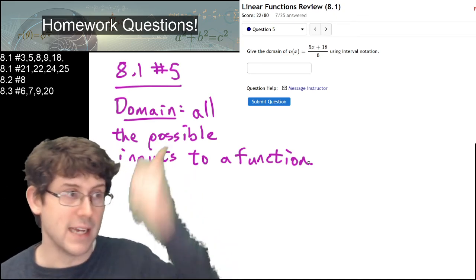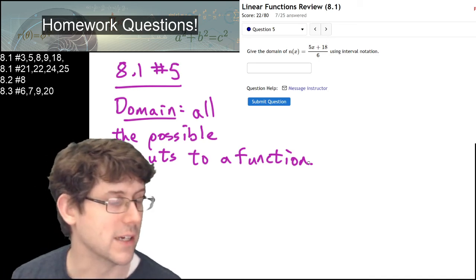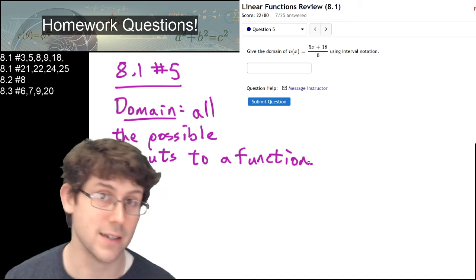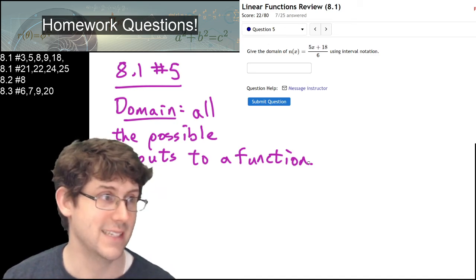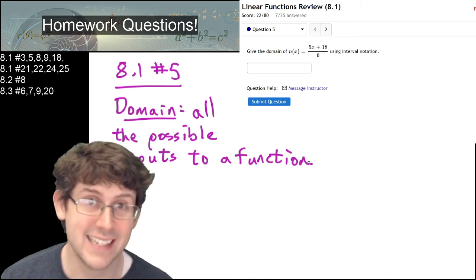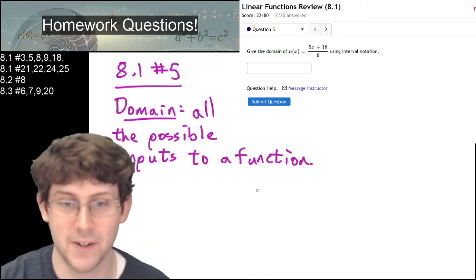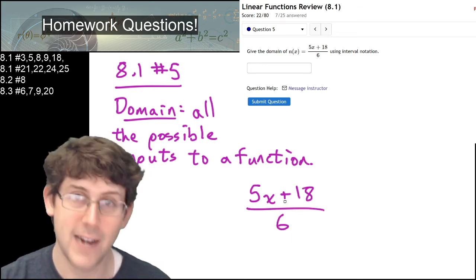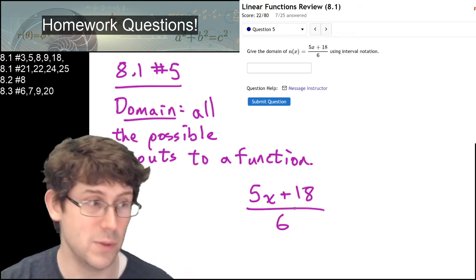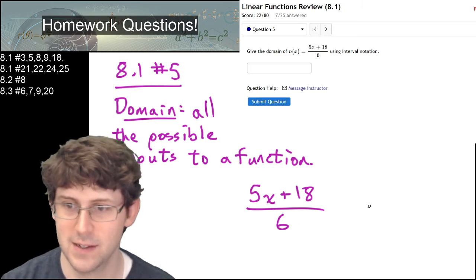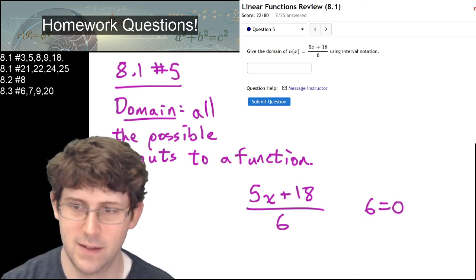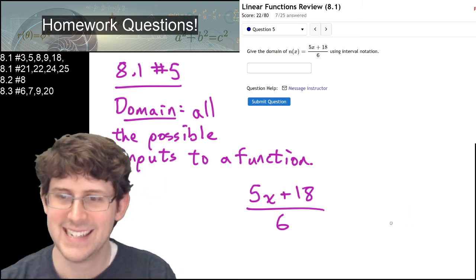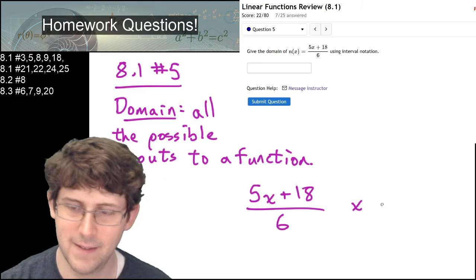So for the problem I'm looking at, I look at this function and ask, what x's could I plug in, or what x's could go wrong? It's always okay to divide by 6. So for the one I'm looking at, 5x plus 18 over 6, it's a fraction. The only thing that could go wrong would be if the denominator was 0. But that never happens. So x can be anything.